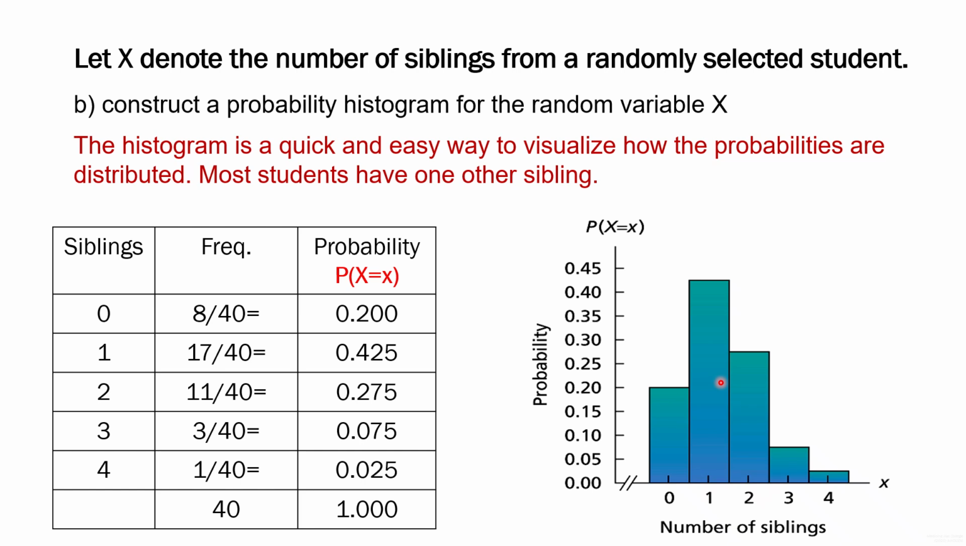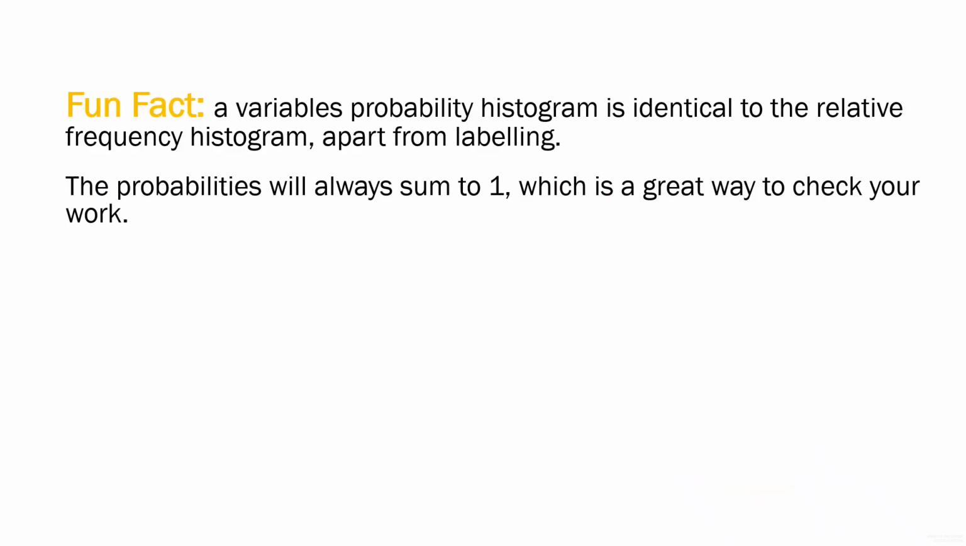So to take it all back, why are we doing this? It's because this data is discrete. I often do this to myself where I tell you the fun fact before the slide. So fun fact, a variable's probability histogram is identical to the relative frequency histogram apart from the labeling, so they'll look the same. And also the probabilities will always sum to 1, which is a really great way for you to check your work before proceeding and then having to go back and redo a whole bunch of things.